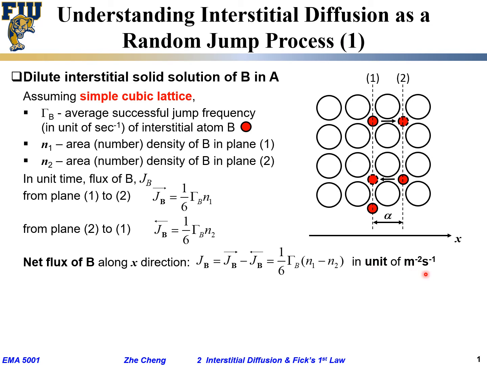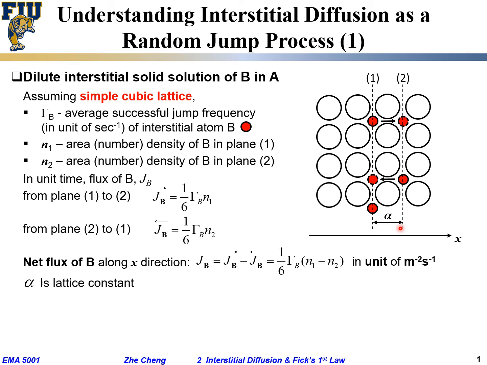So this flux would have the unit of meter to the minus 2 second to the minus 1. Make sense? It means per unit area, per unit time, how many atoms are flowing net from location 1 to 2 along my positive x-axis. Questions? Okay. So alpha, as we draw, what is alpha?